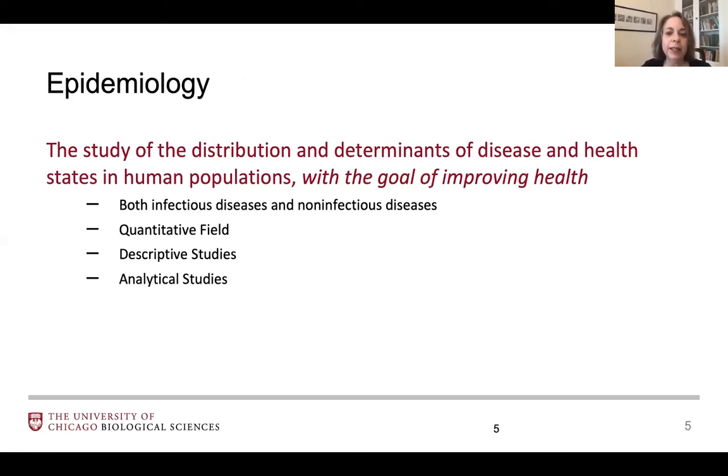Epidemiology is really the science behind public health. It's the study of the distribution and determinants of disease and health states in human populations with the goal of improving health. Epidemiologists study both infectious diseases and non-infectious diseases. People often think, because of the word epidemiology sounding a lot like epidemics, that it's really just focused on epidemics and infectious diseases. And that was true until about 1950.